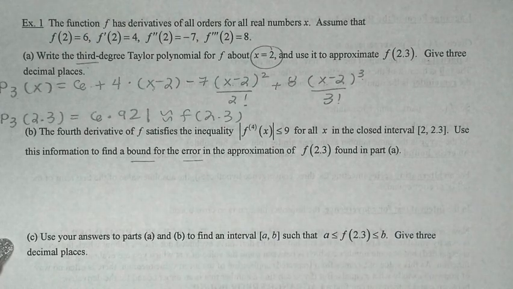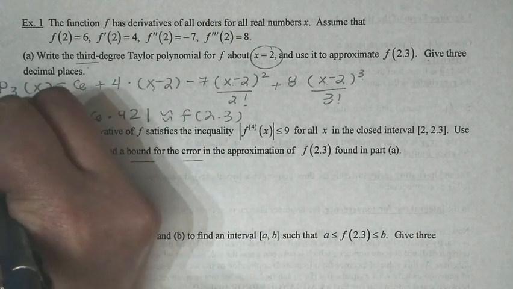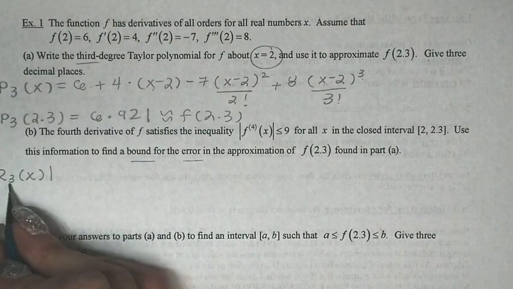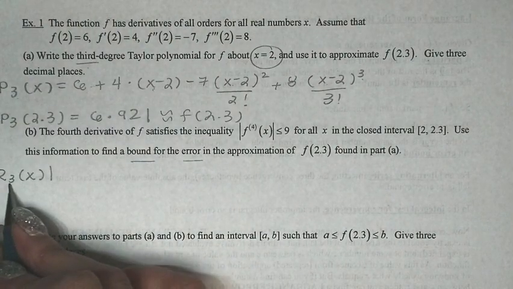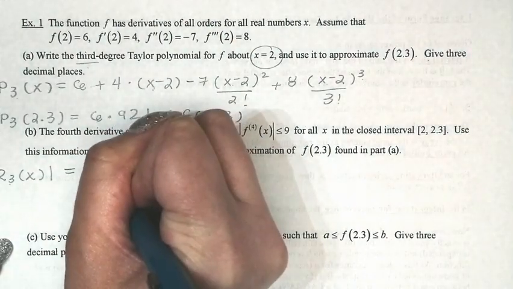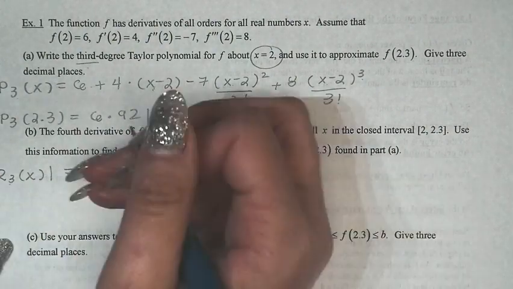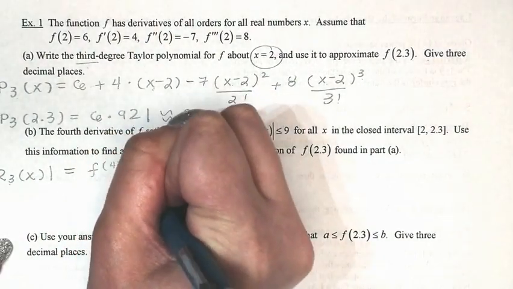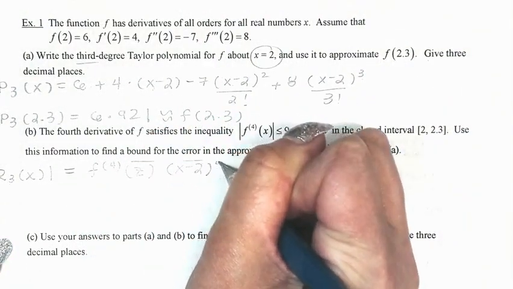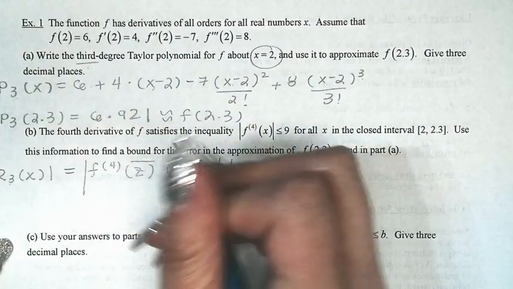Use this information to find a bound for the error in the approximation of f of 2.3 found in part A. So what do you know? We know they are talking about a bound, so we want the remainder R sub 3, okay? So you have that this is equal to, by the definition that we saw from Lagrange, the next derivative. If this is 3, you want the fourth derivative evaluated at this famous z, times (x minus 2) to the power of 4 divided by 4 factorial. All this with the absolute value.